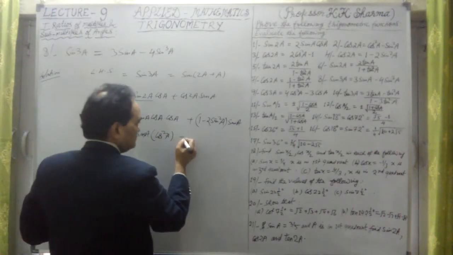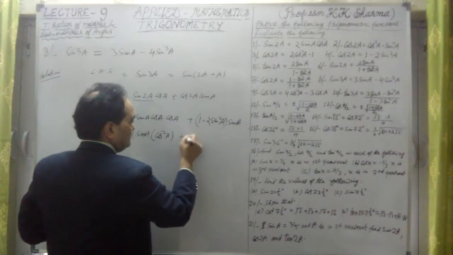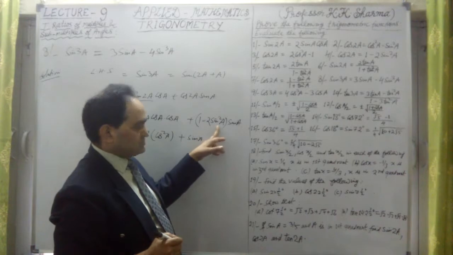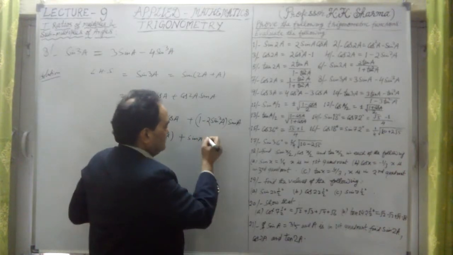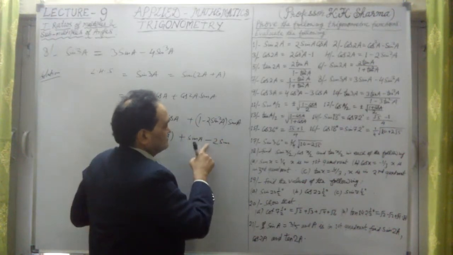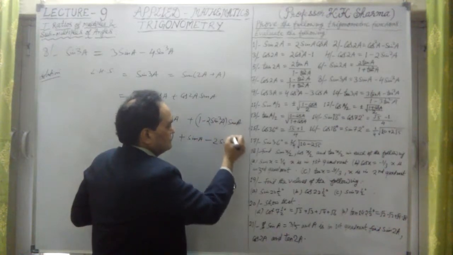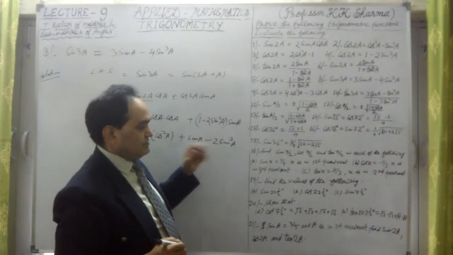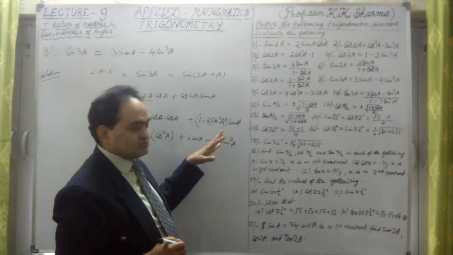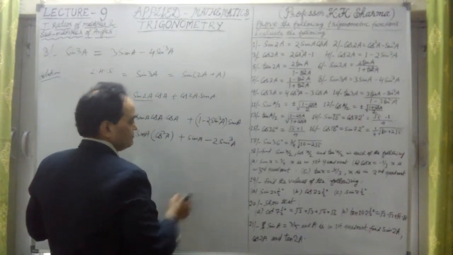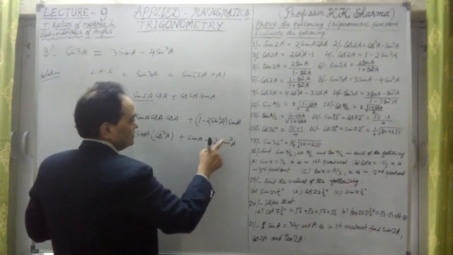So we will convert this into sine A plus sine A, that we multiply by sine A into the bracket, which is 1 minus 2 sine square A, multiply by sine A, and we get sine A minus 2, but plus and minus minus, 2 sine cube A. This is power 3, sine A raised to power 3, but this is 2 sine cube A.